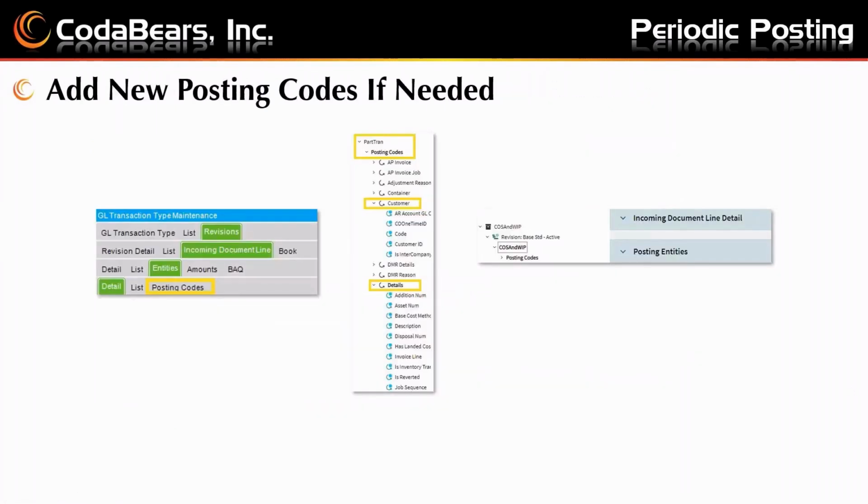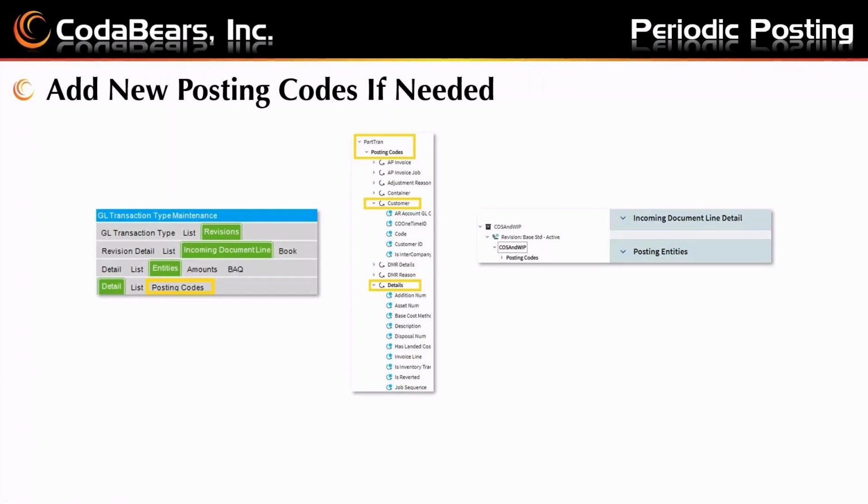In the GL transaction type maintenance screen, you can add new posting codes if needed. You would drill down to either the card or the tab for posting codes as shown here, the tabs, and the card on the right hand side for Kinetic versions. Once you're in there, you can see the different posting codes for different areas that are in use by your posting rules. So for posting rules for part tran, you have different areas of posting codes used for customer or invoice, etc., and just the standard details for your posting codes.